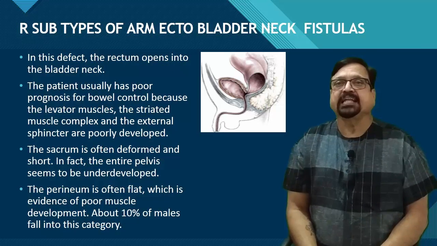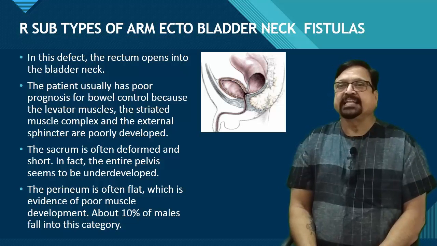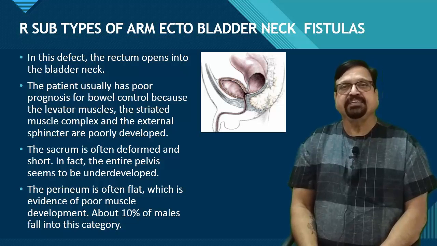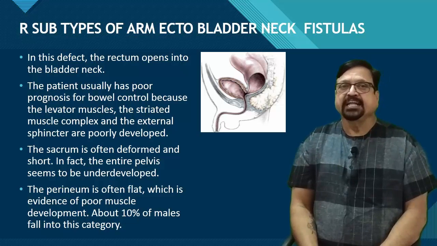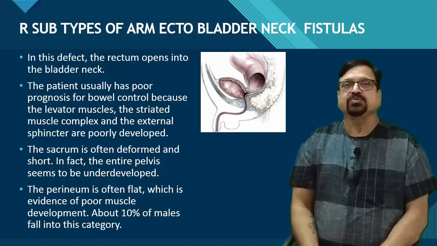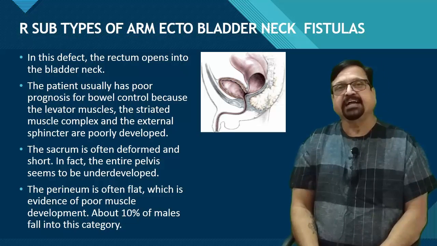Now, subtypes of ARM, that is the recto-bladder neck fistulas, that is the rectum to bladder fistulas. In this defect, the rectum opens into the bladder neck. The patient usually has a poor prognosis for bowel control because of the levator muscles.